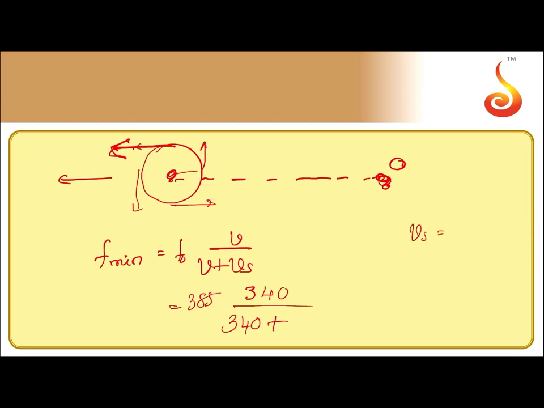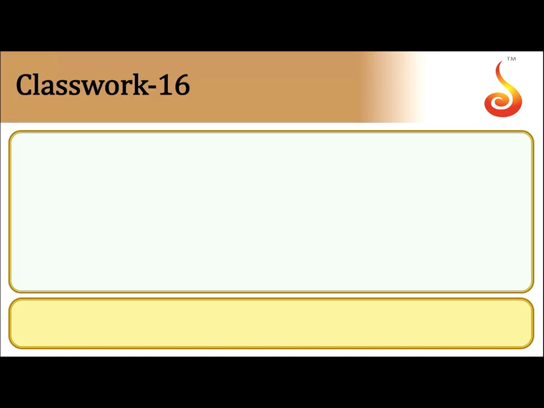Speed of the source can be written as A omega, as it is traveling in a circle where A is this distance, or R omega you can write. So this is nothing but half into omega, which is 20, therefore this is 10. So we have 340 plus 10, that is 385 into 340 divided by 350, and it simplifies to 374 hertz. So the minimum frequency recorded by the observer is 374 hertz.